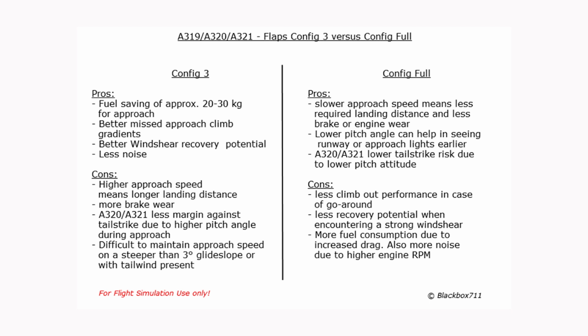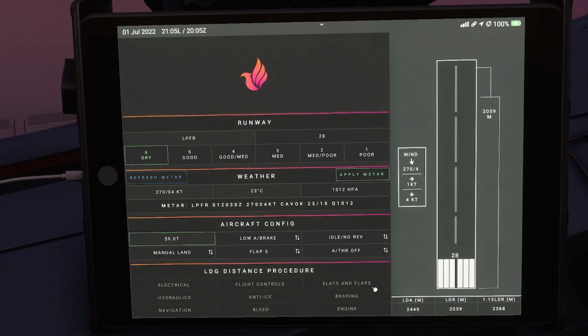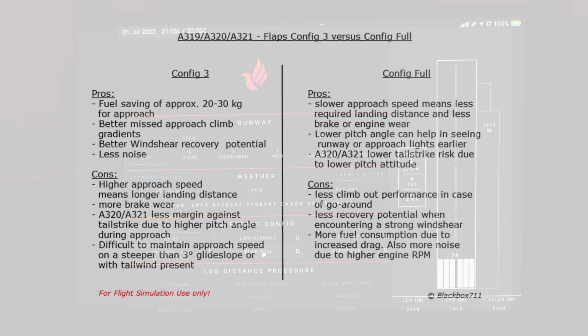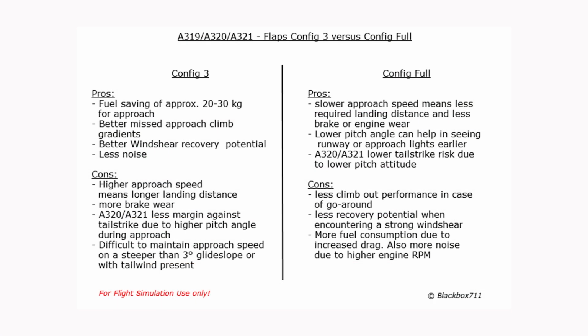Hence, when you plan your approach, you should ask yourself, is there anything that speaks against a config 3 landing? Now, of course, it does assume that it doesn't matter if you use config 3 or config 4, the landing distance required is less than the landing distance available. So then come the points: do we have tailwind? Is there a steeper than normal glide slope? Are the outside temperatures very high, coupled with a very short ground time, and so on. So if those things are no factor, well, then go ahead with a config 3 landing.